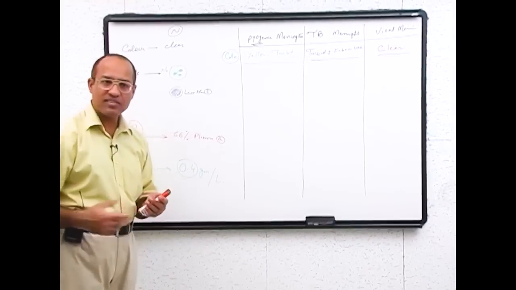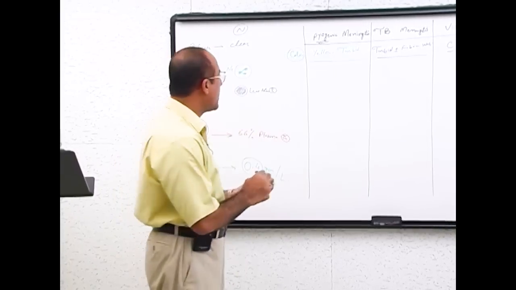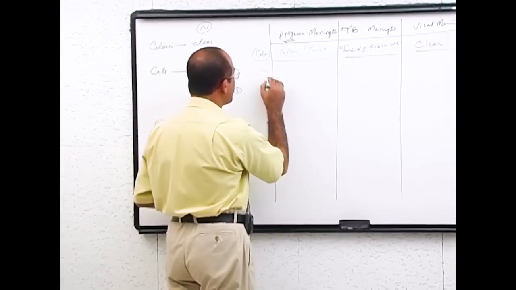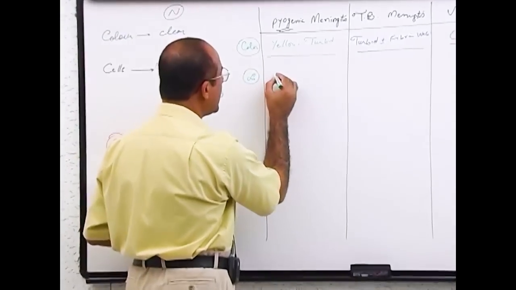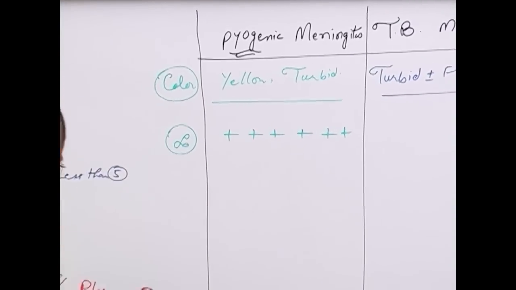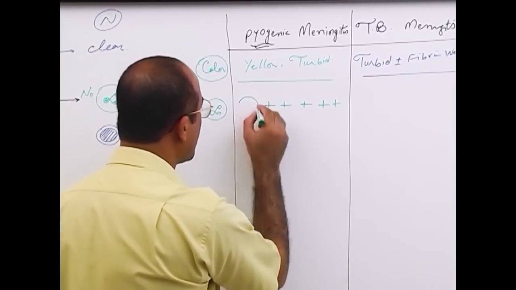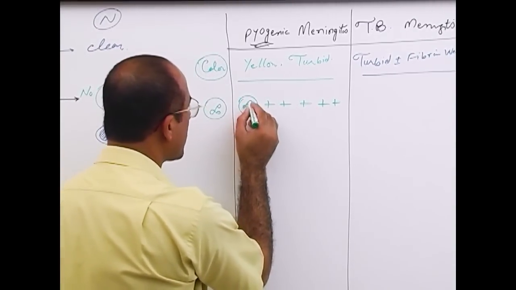Now, in the pus, there are always a lot of neutrophils. So in pyogenic meningitis, neutrophil levels will be very, very high, right? So there are very high levels of neutrophils in case of pyogenic meningitis. Which cells are we talking about? We are talking about neutrophils.